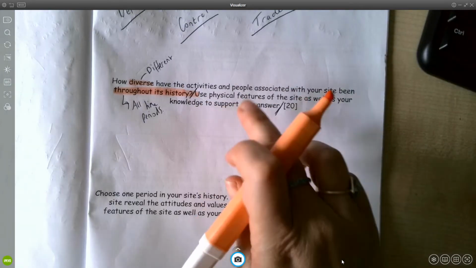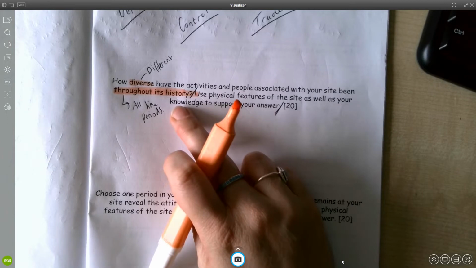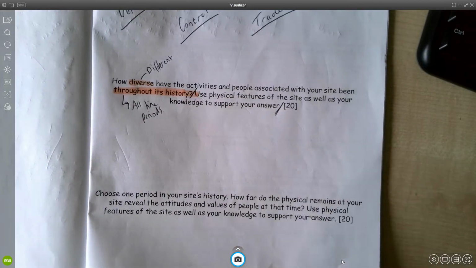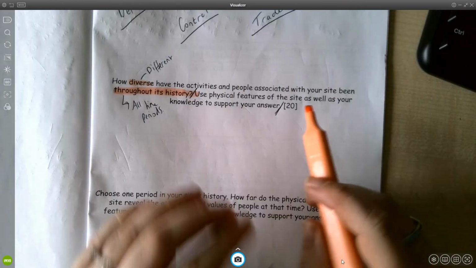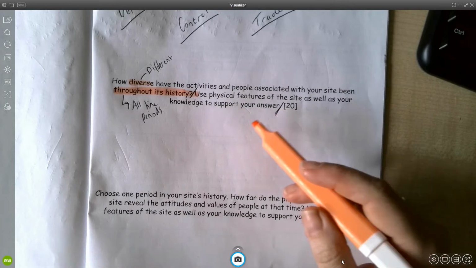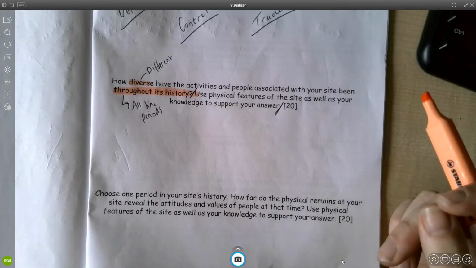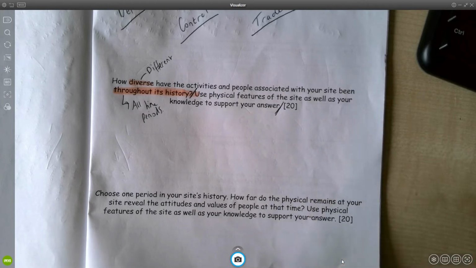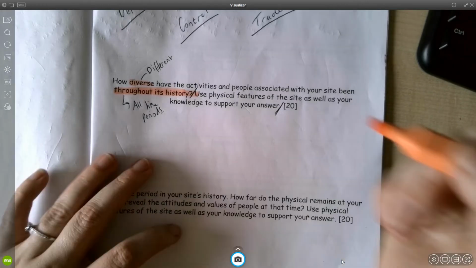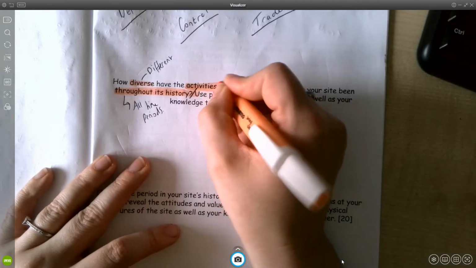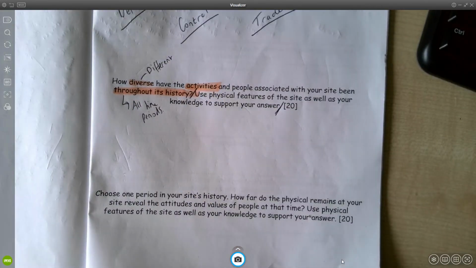Now you don't have to do people and activities. You can do activities or people, or you can do both. Now the thing is with Skipton Castle and people, the people aren't particularly diverse. They've all been lords and ladies, or then the Fattorini family who have been quite wealthy. So I think the best thing to do for this one is to go for activities. So how different have the activities been at Skipton throughout its time?